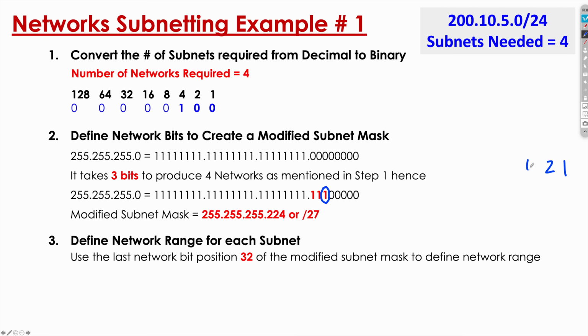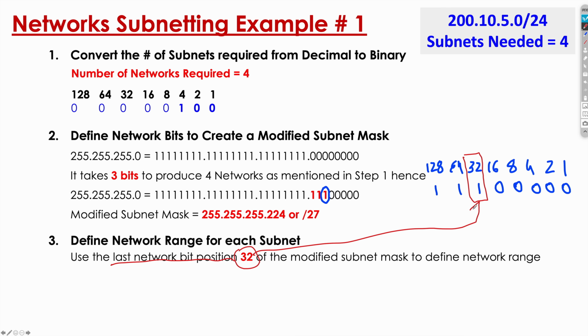So we have 1, 2, 4, 8, 16, 32, 64, 128, right? So if I were to do 1, 1, 1, 0, 0, 0, 0, 0. Well, this right here is the last network bit position. That's what I'm talking about, right? Which is 32. The value 32 comes from here. It's the least significant bit. By the way, that's another terminology you guys need to be aware of. The leftmost bit is considered the most significant bit, and the last network bit is considered the least significant bit.